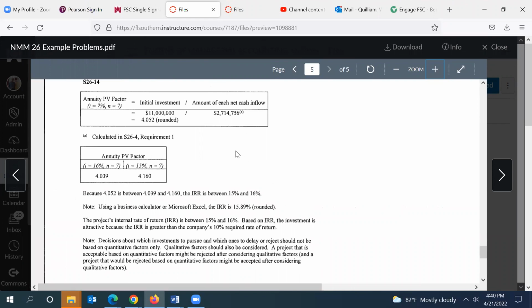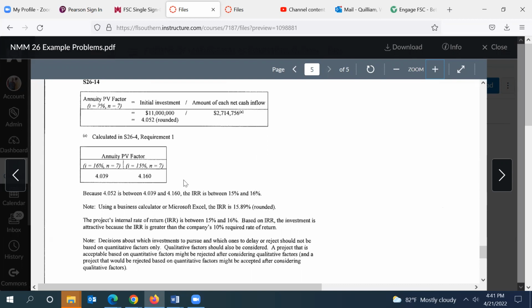So number 14. In solving for this annuity present value factor, once again, we took the initial investment, 11 million, and divided by the amount of each equal net cash inflow, $2,714,756. We computed that the other day. Trust me, so it's correct. When we do, we get a factor of 4.052.